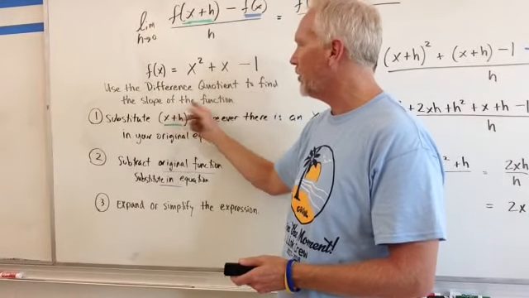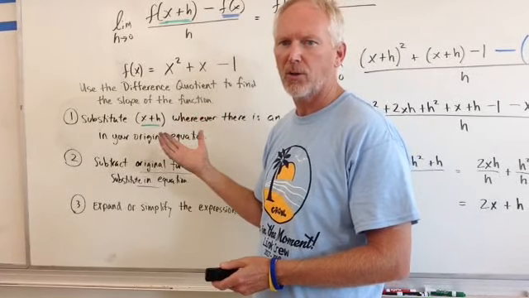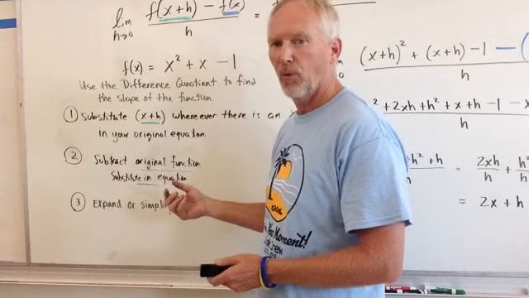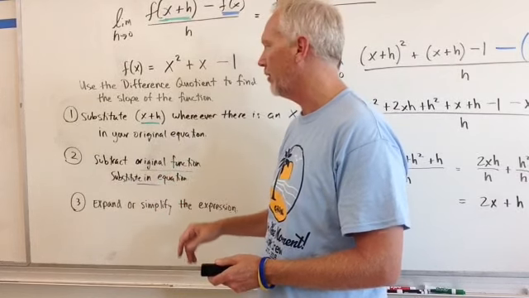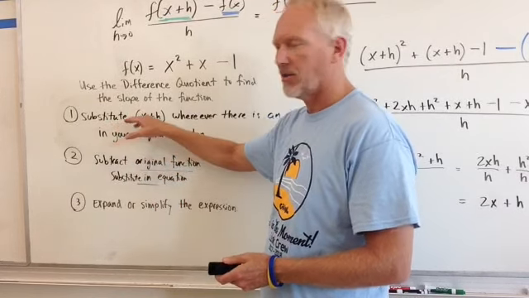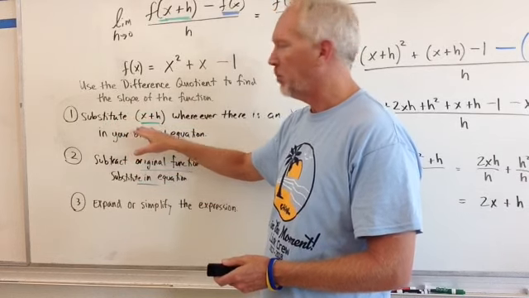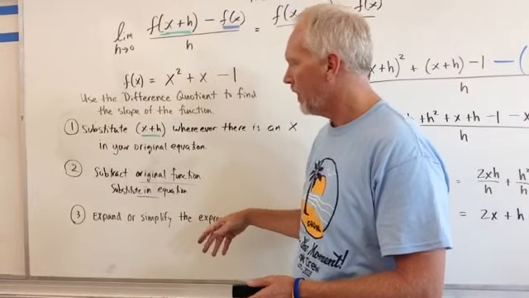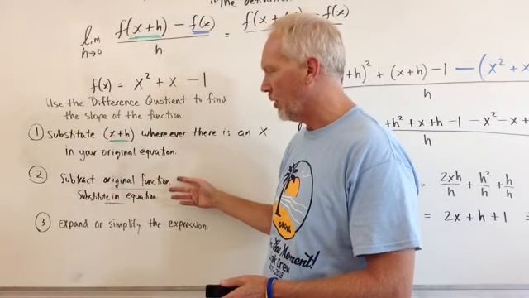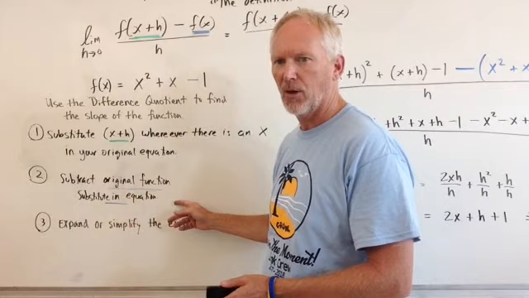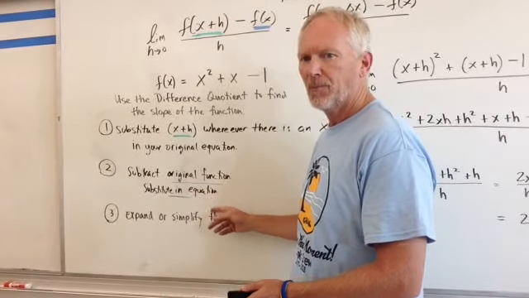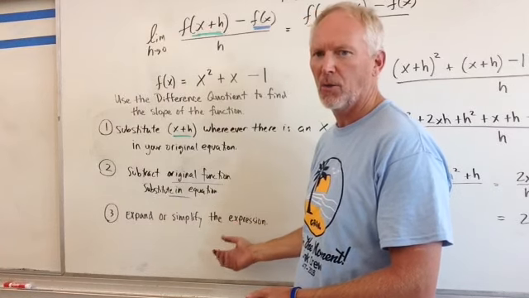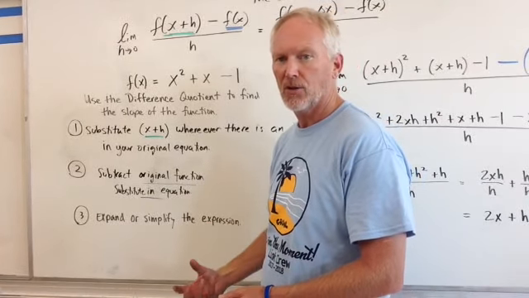to find the slope of the function, and then eventually we're going to write the equation of the tangent line for a given point on that curve. So first thing we're going to do is substitute x plus h everywhere we see an x in our original function. Secondly, we'll subtract the original function. We substitute that into the equation. And then step 3 is we'll expand or simplify the expression until we have the slope of the line.